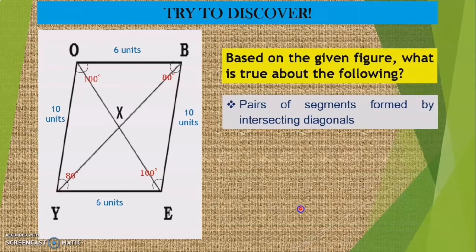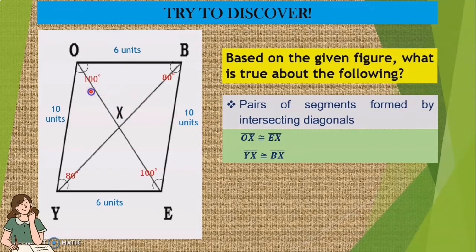Alright then, what about the pairs of segments formed by the intersecting diagonals? What can you say about the measure of segment OX compared to that of segment TX? What about the measure of segment YX compared to the measure of segment BX? Well, your guess is correct. Segment OX is congruent to segment EX. And segment YX is congruent to segment BX. And so we say that when these diagonals intersect each other, they actually bisect each other.